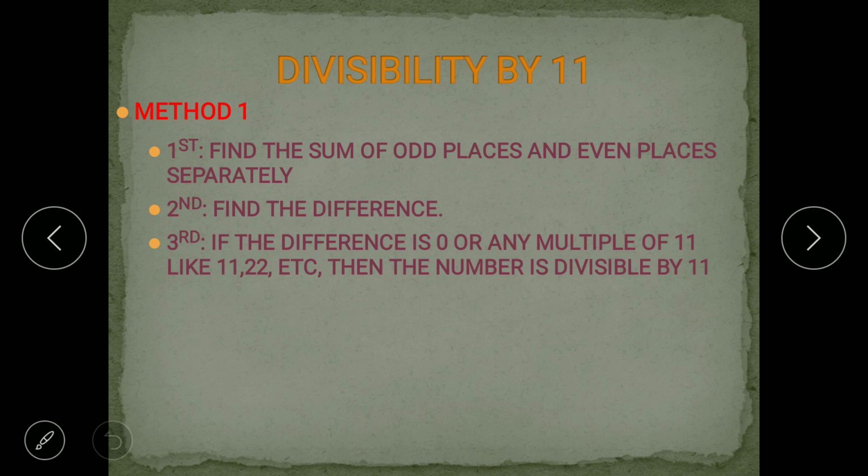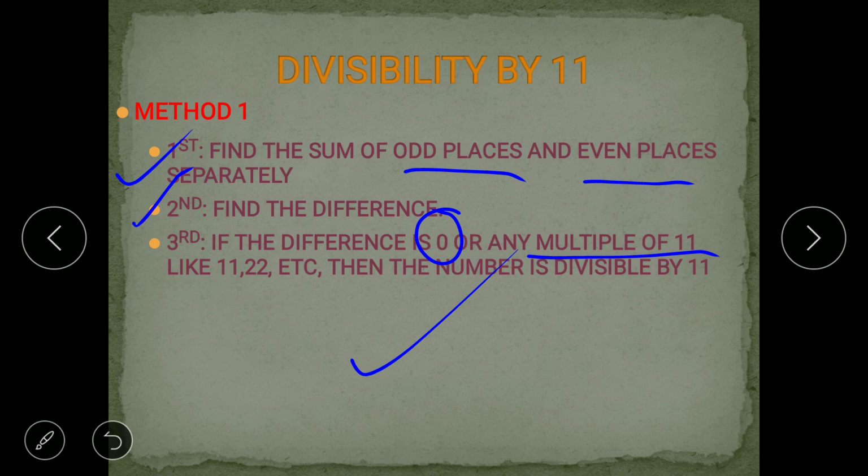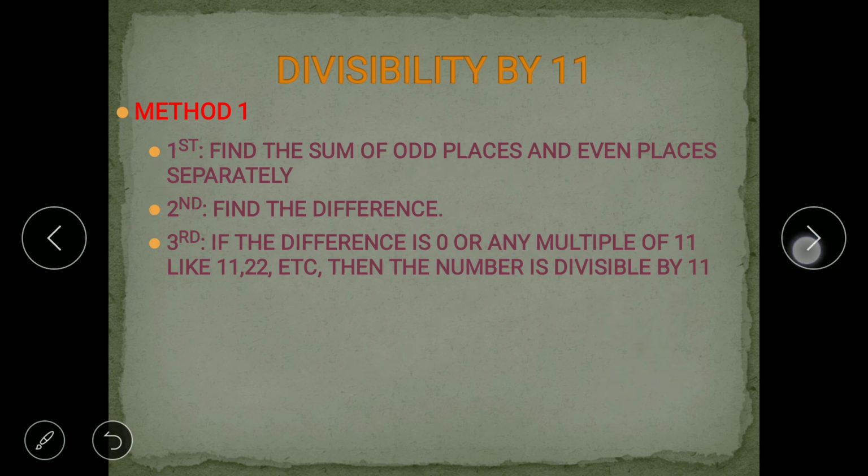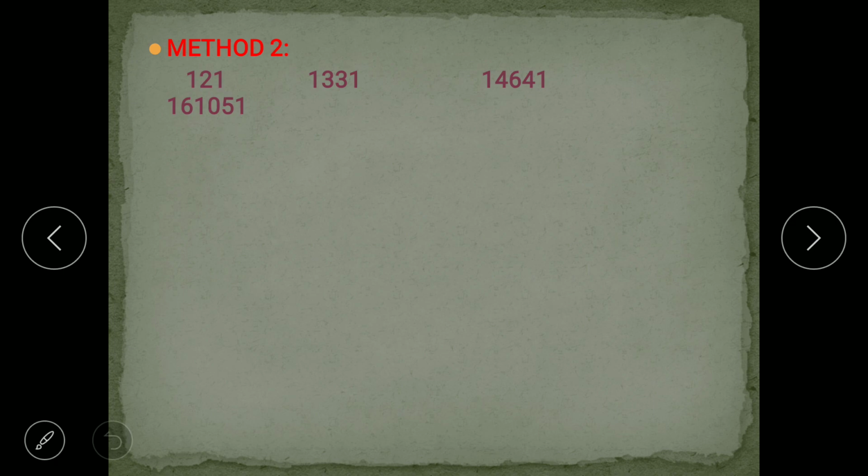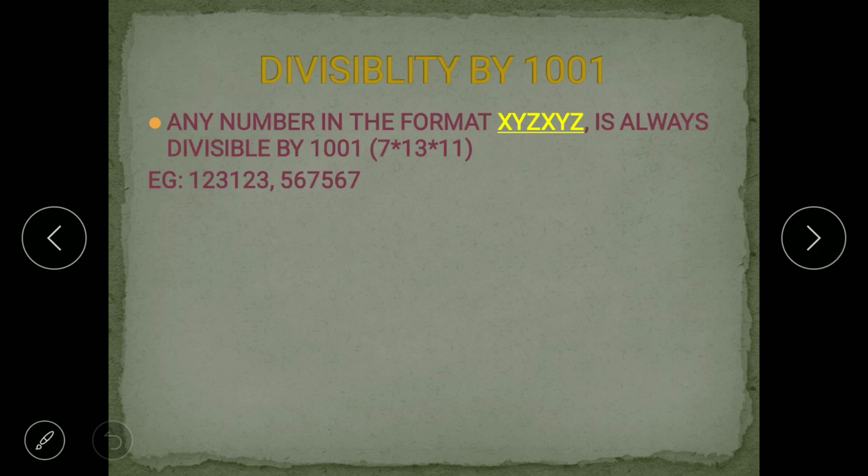Divisibility by 11. First method: in the first step, you find the sum of odd places and even places, then find the difference. Third step, you have to check if the difference is 0 or any multiple of 11, then the number is divisible by 11, and if it is not, it is not divisible by 11. Method 2, I've told you, you can just go through the video once again.